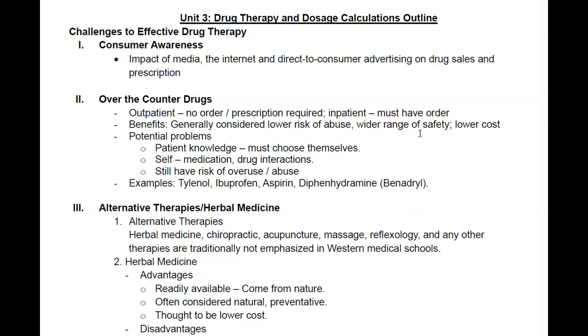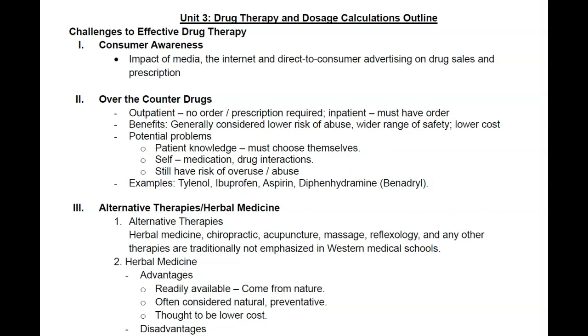So, what are the benefits of over-the-counter medications? Generally speaking, they're cheaper, they're more affordable, they have a lower risk for abuse, and for the most part, the reason why they are over-the-counter medication is because they're generally safe as long as they are taken appropriately. And again, lower cost. Most of the time, over-the-counters are more affordable than maybe brand name medications that are prescribed. Some potential problems include patient knowledge.